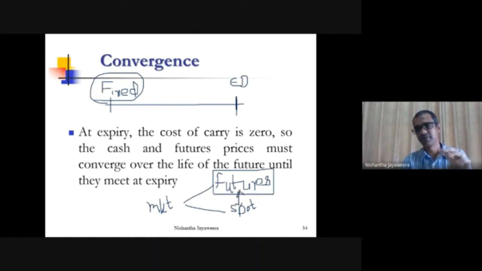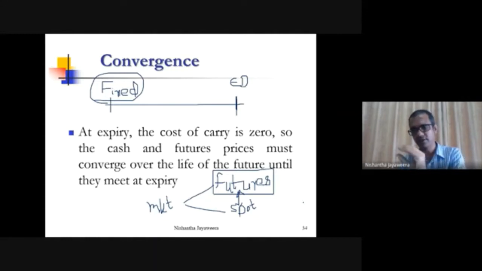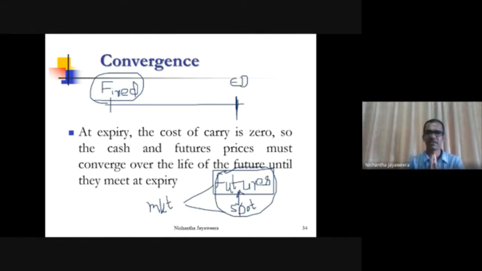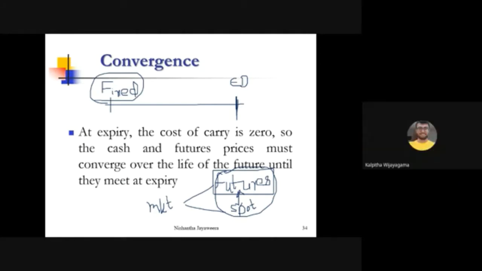That difference gets narrower, and on the expiry date, it will be the same. Sorry about that. Only now I realize that whenever I generally refer to the futures price, it doesn't mean the contracted price. What is the market price? Now it's clear, no? Yes, it's clear now.